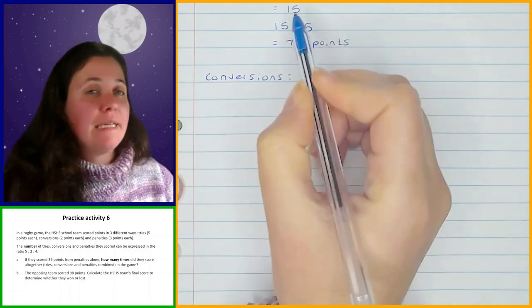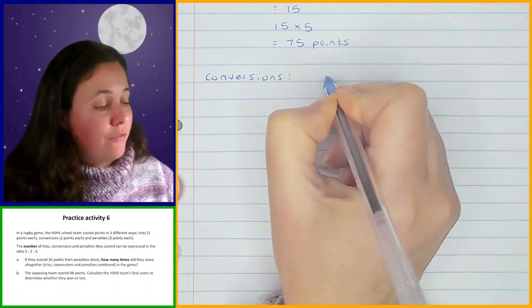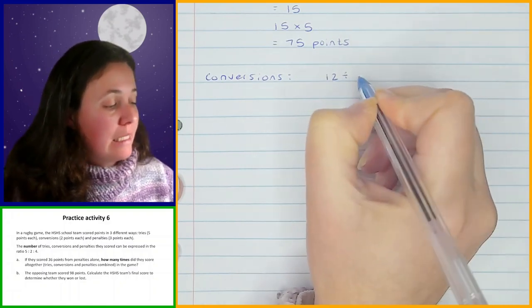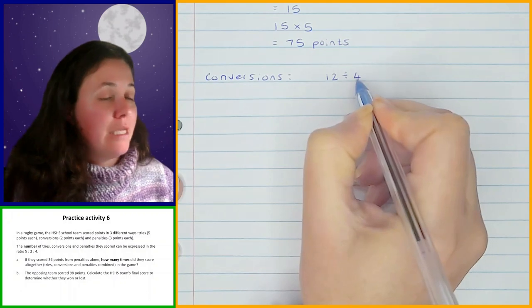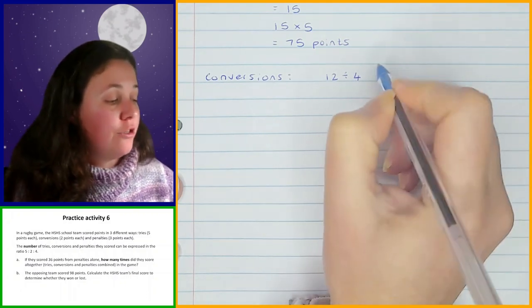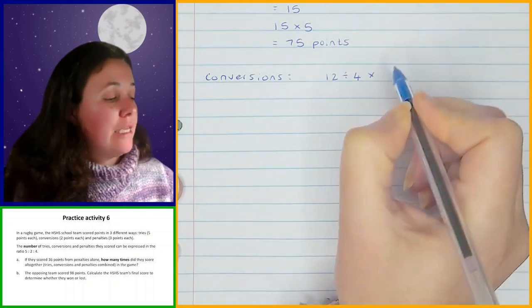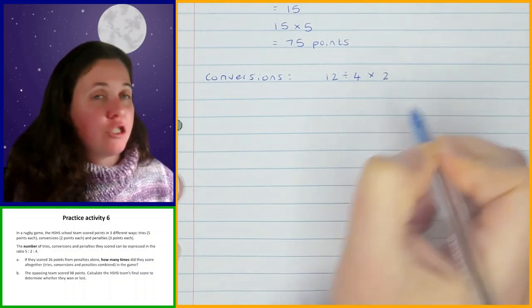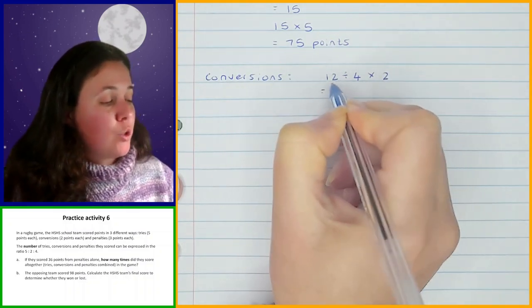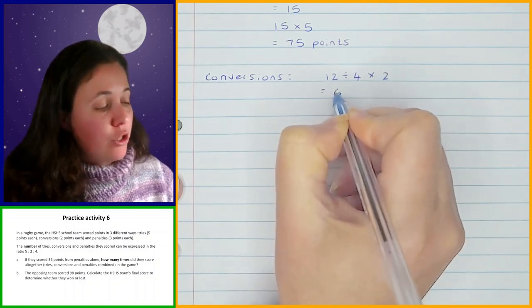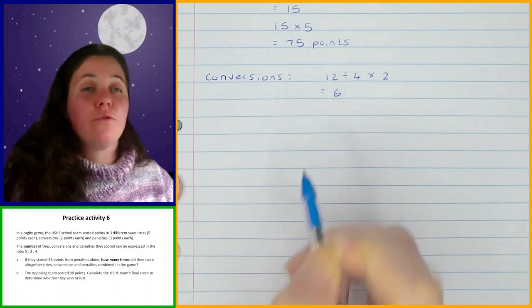So for conversions, again, I'm going to take the 12 divided by 4. That's the 12 for the number of penalties that they scored divided by 4, which is the penalty part of the ratio. And this time I'm going to multiply by 2, which is the conversions part of the ratio. So over here, I've got 12 divided by 4 is 3 times 2 is 6. So now I know that they scored 6 conversions altogether.